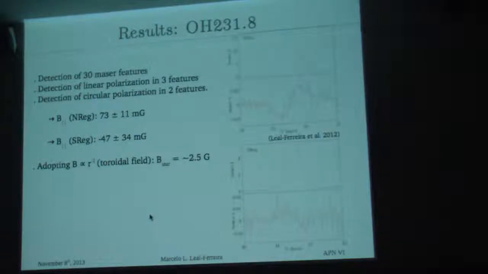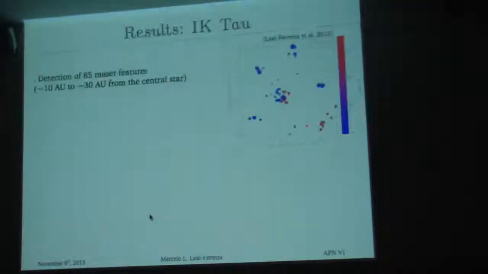For this case, we detected 2 circular polarization and the field strength around 50 milligauss. If we extrapolate that to the surface of the star, then of course we need to assume a power law on how the magnetic field depends on distance. So if we assume R minus 1, so that's a toroidal field, then we get a magnetic field of 2.5 Gauss on the surface of the star.